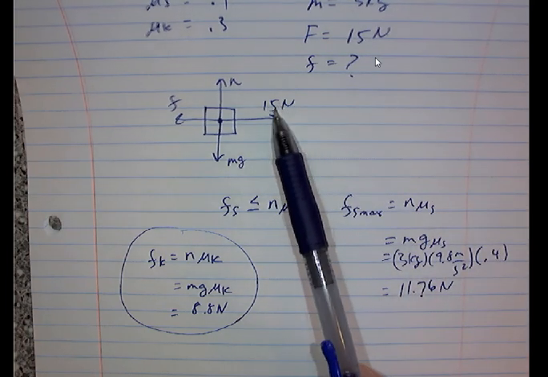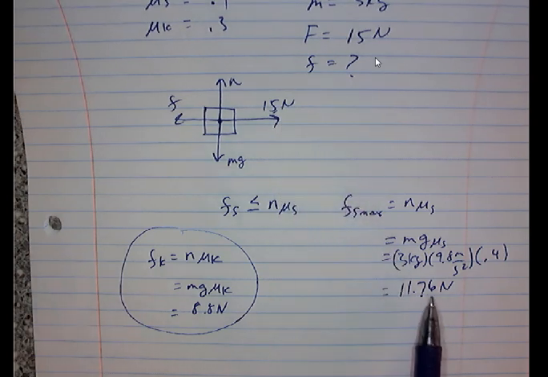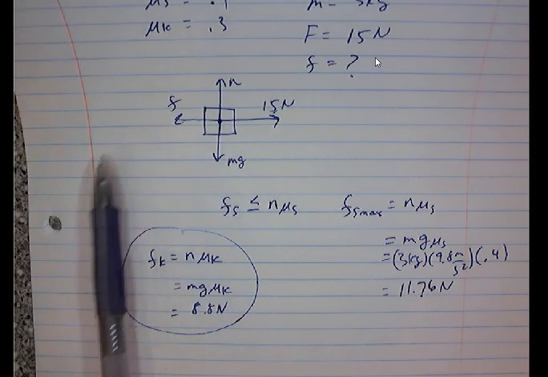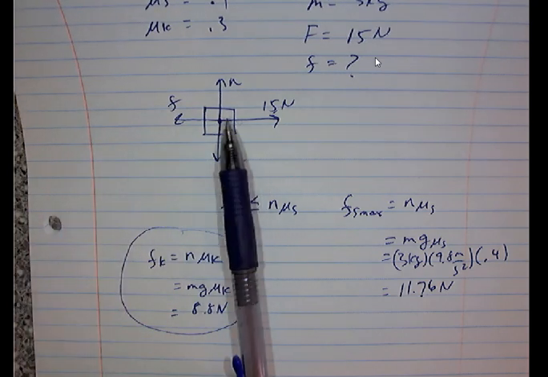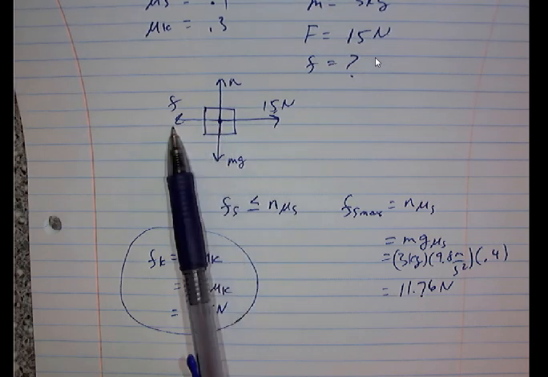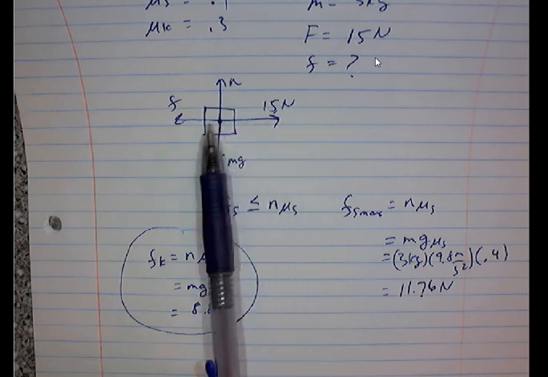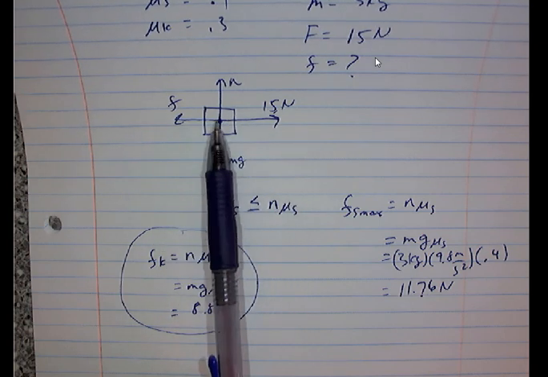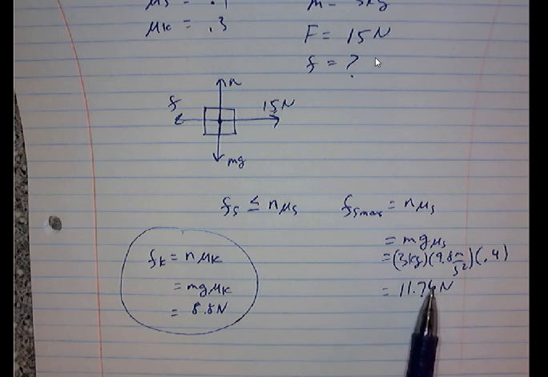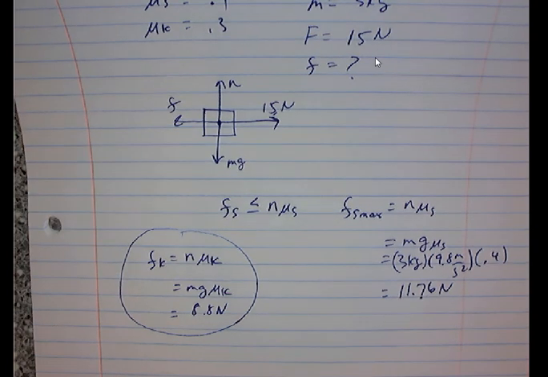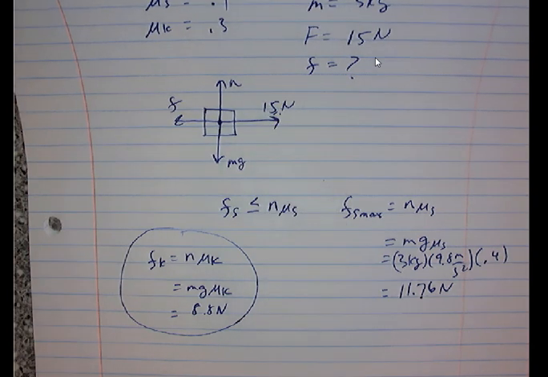So if I apply 6 newtons here, that's less than the maximum amount of static friction. So static friction would only be 6. It's only as large as it needs to be. If I apply 8 newtons here, static friction is 8 newtons. 10 here, static friction is 10. If I apply 11, static friction is 11, all the way up until I exceed 11.76, and then it becomes kinetic friction. Okay, so there's definitely one of these on the test. Make sure that you first of all figure out static friction, compare it to the applied force, and see which regime you're in.